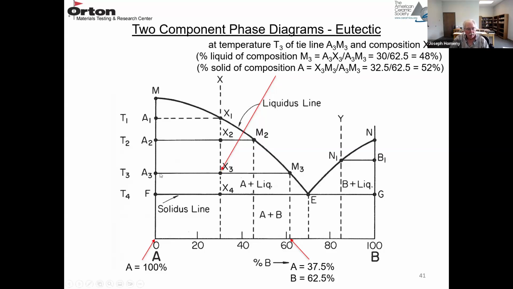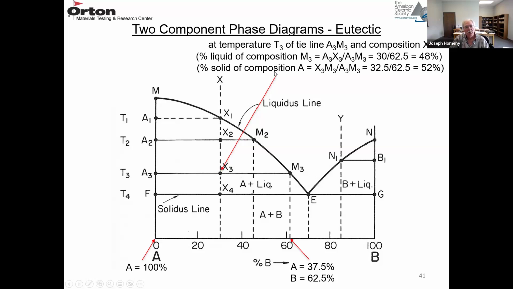So our overall tie line is A3, M3, and the percent liquid of composition M3, this composition here, 37.5% A, 62.5% B. That's simply A3, X3 over A3, M3. This is 30, this is 62.5. So 30 over 62.5 is 48% liquid. So as we go down in temperature, the liquid percentage is decreasing.